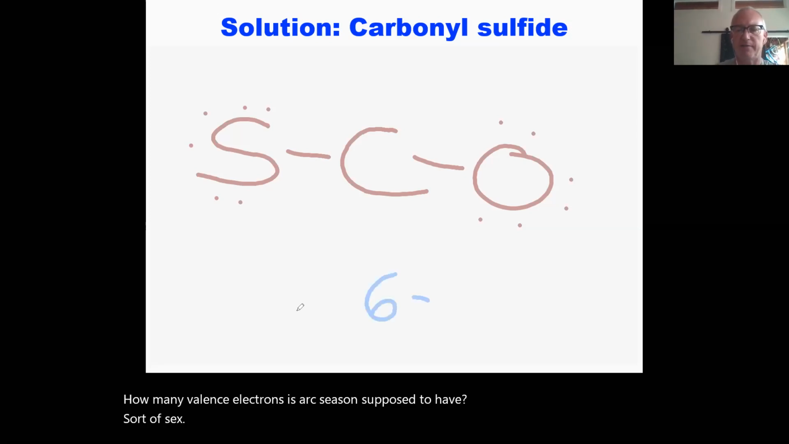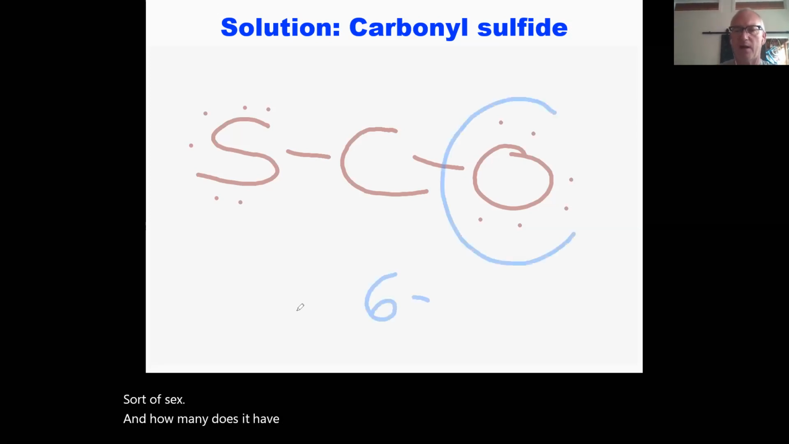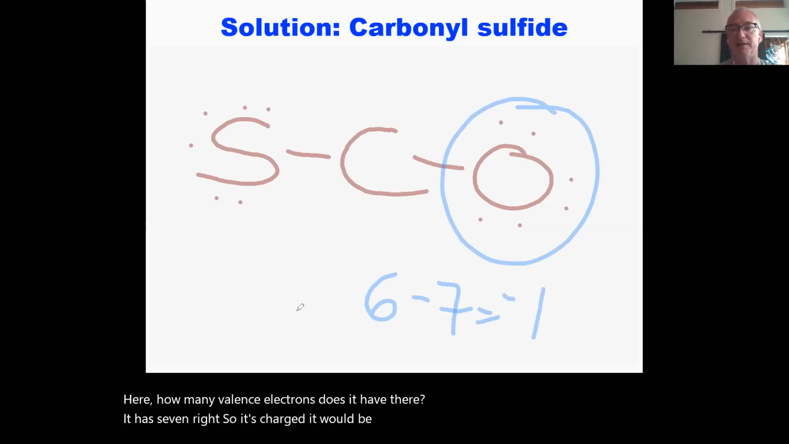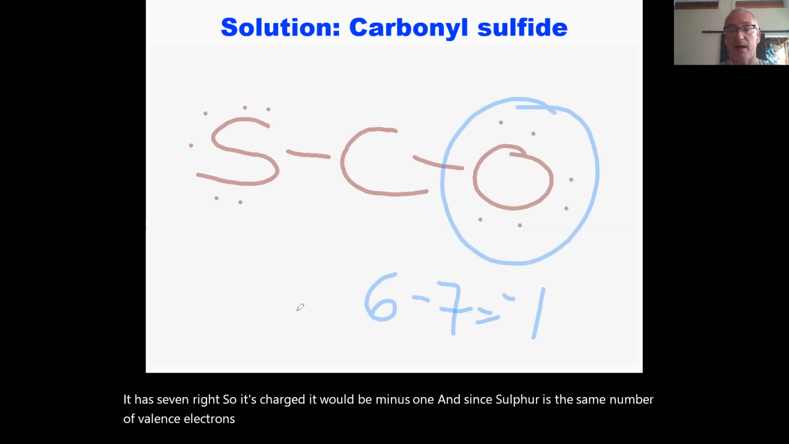And how many does it have in here? How many valence electrons does it have there? 7. It has 7, right? So its charge is going to be -1. And since sulfur has the same number of valence electrons and looks exactly like oxygen, it's going to have a charge of -1 as well.